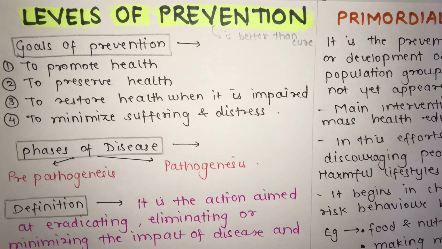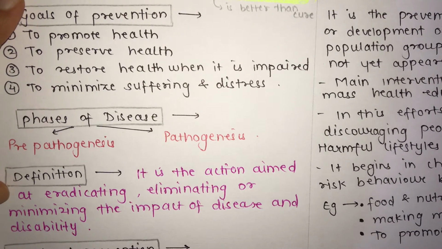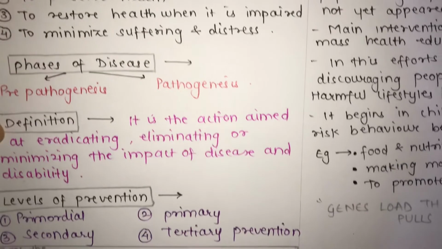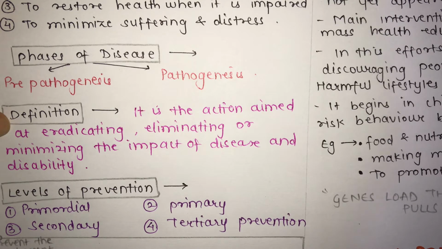So what is the definition of prevention? It is the action which is aimed at eradicating, eliminating or minimizing the impact of the disease. So you're preventing it. You're completely eradicating it, or eliminating the factors, or minimizing the impact of the disease. This is the definition of prevention. So what are the levels of prevention? There are four levels of prevention: primordial, primary, secondary and tertiary.